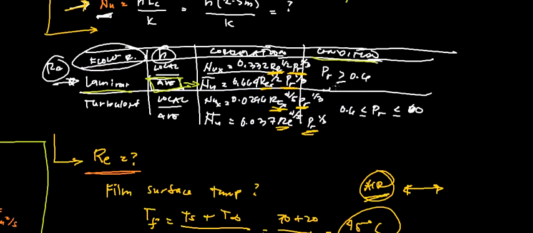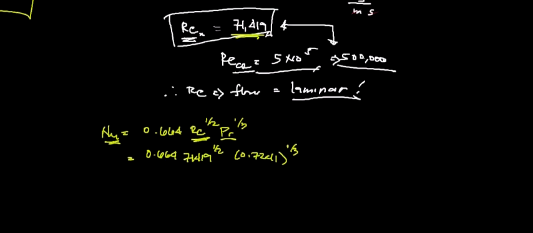Okay, but let us go back again here. Since our condition is that we can apply this correlation if we have a Pr value greater than or equal to 0.6, and since our Pr is 0.7 something, then it is greater than 0.6, so we can use this correlation. So from here we can now compute the value of our Nu, which is equal to 159.3 average.